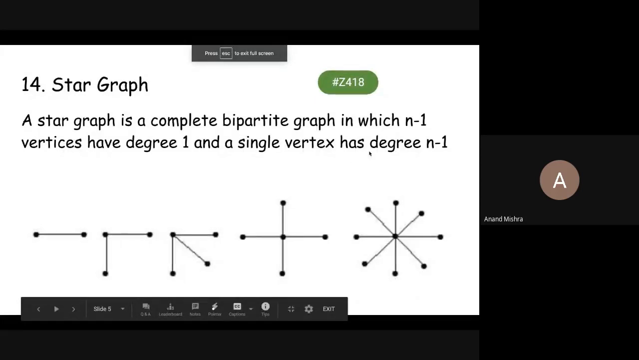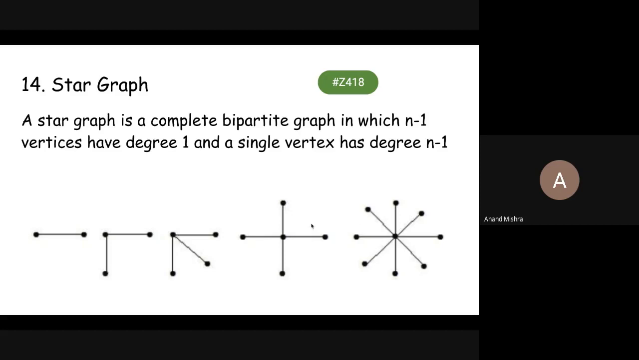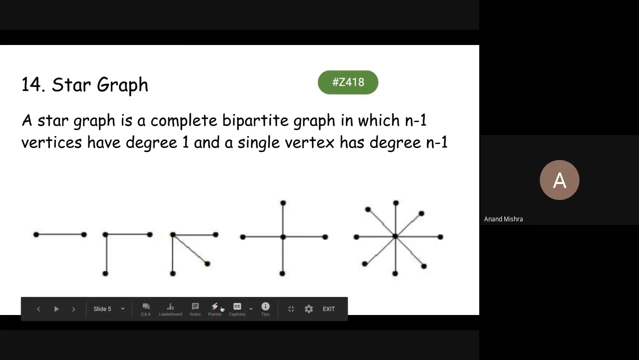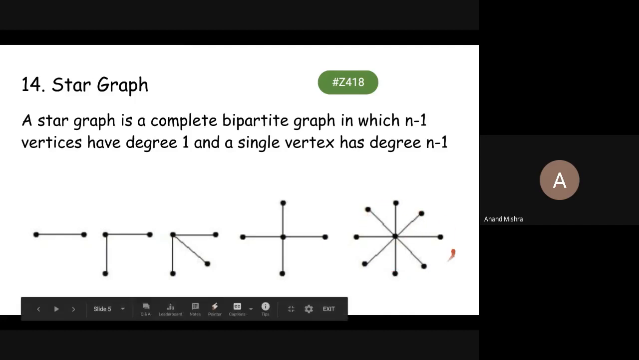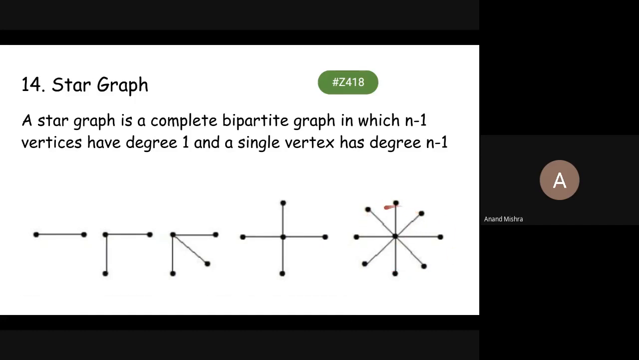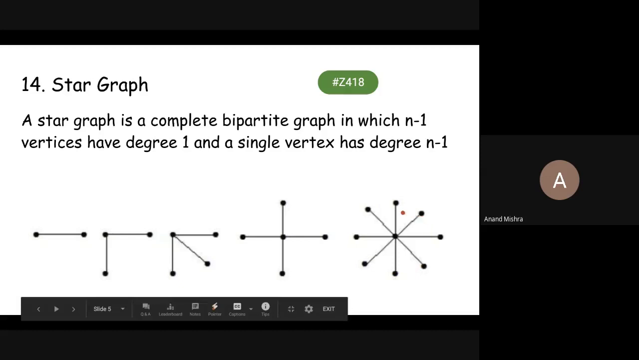A star graph has a single vertex with degree n minus 1. For example, these are all star graphs, right? If you look at this last graph, it looks like a star also, but all the others are also star graphs. And here, what is the parity, like, what are the sets? This single node will be in one set, all other nodes will be in the other set. So even this graph is a bipartite graph.